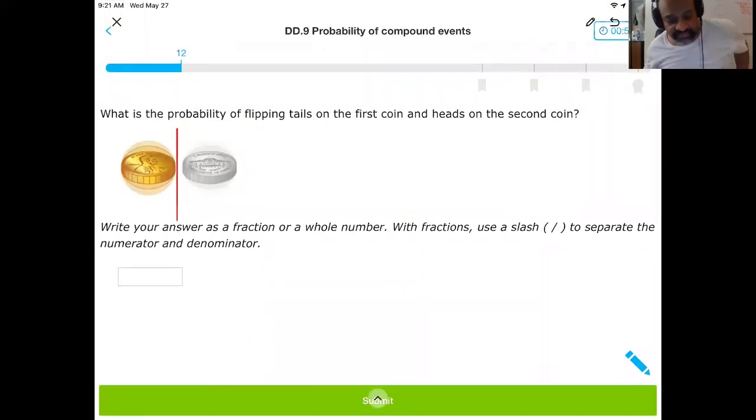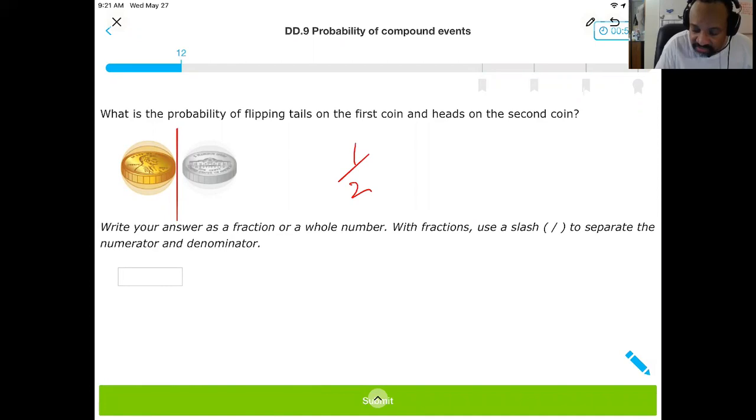This is from IXL. So now for these problems, we're assuming independence of the events, not dependence, but independence. It says, what's the probability of flipping a tail on the first coin and a heads on the second coin? On the first coin, we have a penny. So what's the probability of getting a tails? That's 1/2, because there's two possibilities, and one of them is tails.